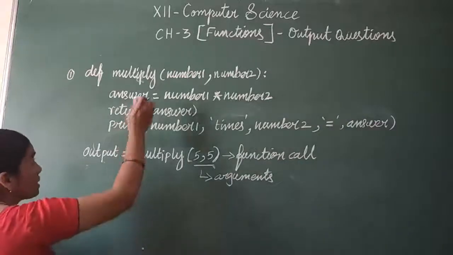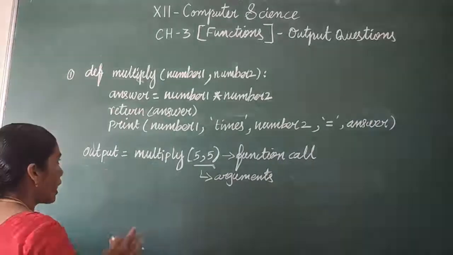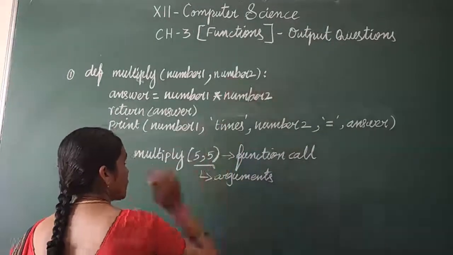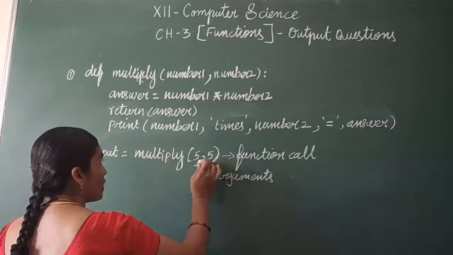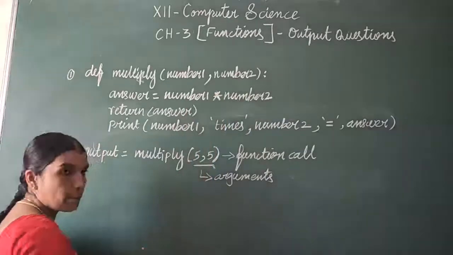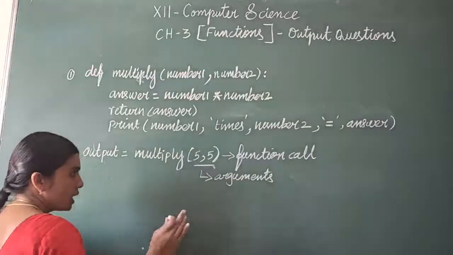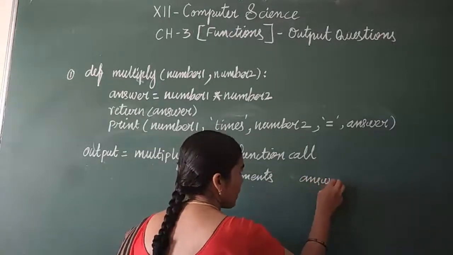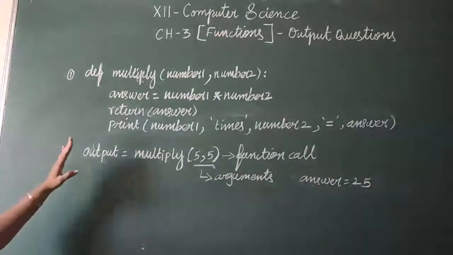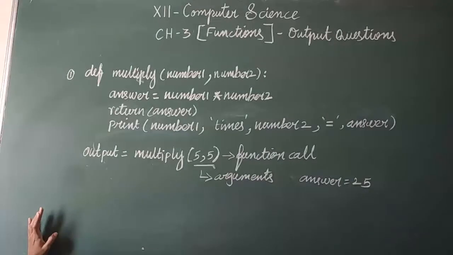First, the control will check the function header, whether the proper function header has been given or not. After that, the control will come here. This is the function call. Immediately, the call will transfer to this function definition. So that 5 is assigned to the variable number 1, and this second 5 is assigned to the variable number 2. Then number 1 and number 2 are multiplied. Then answer is 25. After that, what statement did we use? Return of answer.